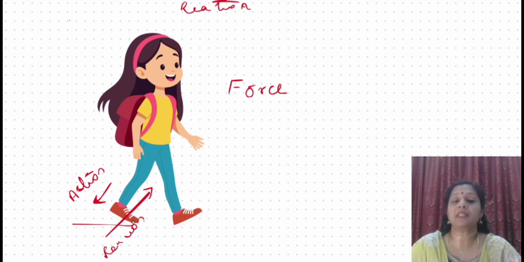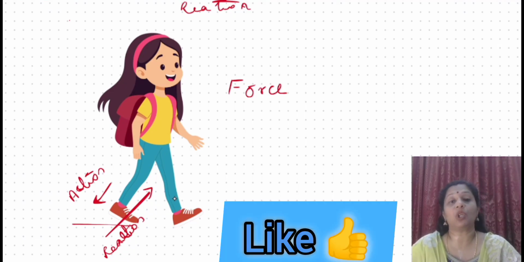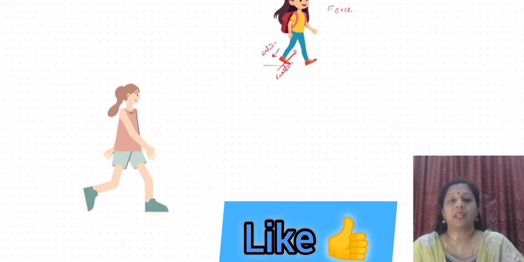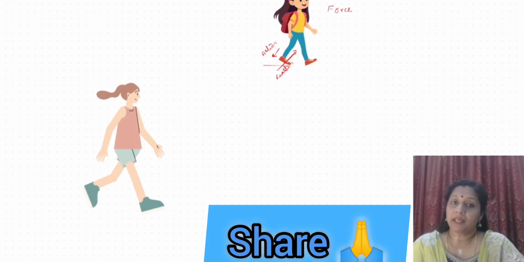So because of this we are able to move. Okay, so when we are walking, we are applying a force called action on the ground. As a result, the ground will apply an equal and opposite force on us, that is called a reaction. So because of this we are able to walk forward. Now when we are walking, we saw that we are applying a force on the ground.